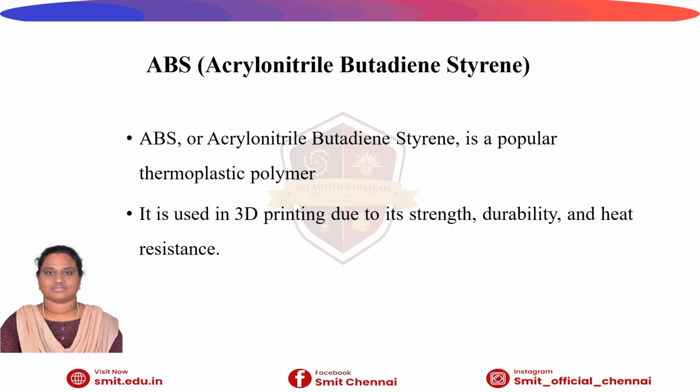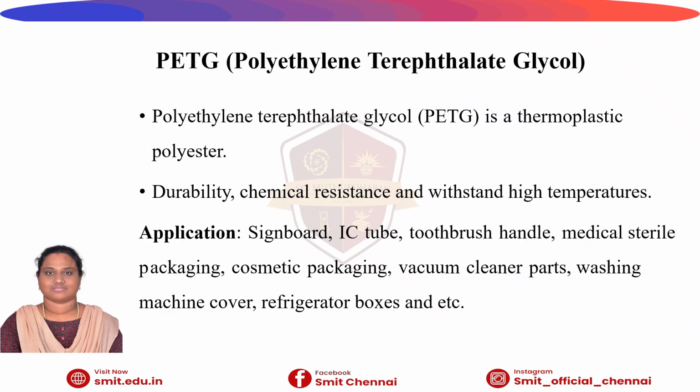Next one is ABS, that is acrylonitrile butadiene styrene. It is a popular thermoplastic polymer. It has been extensively used in manufacturing automotive parts. ABS provides good all-round performance for electrical enclosures, computer keyboards, etc. It is used in 3D printing due to its strength, durability and heat resistance, making it suitable for functional prototypes and end-use parts.